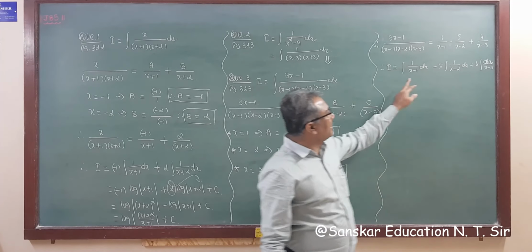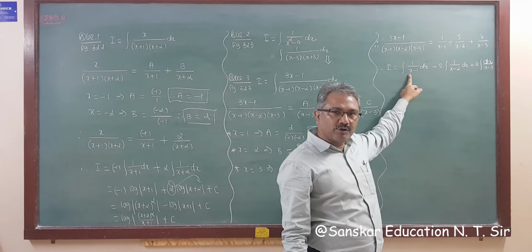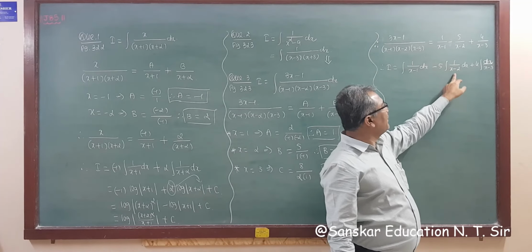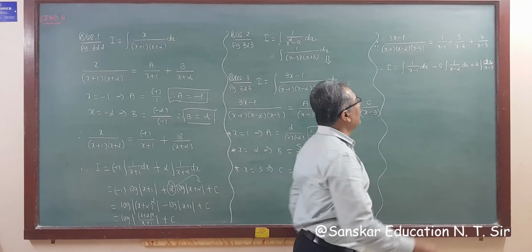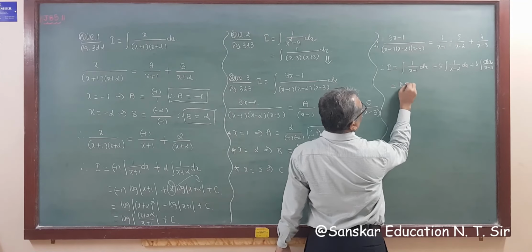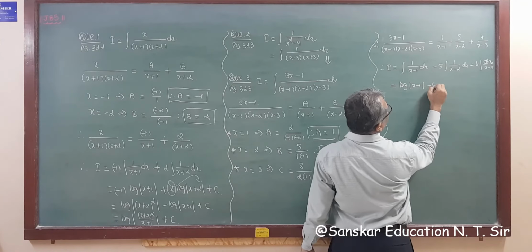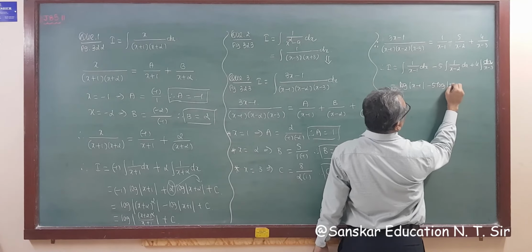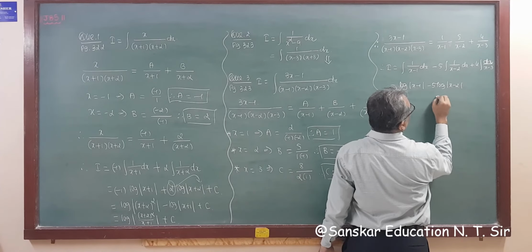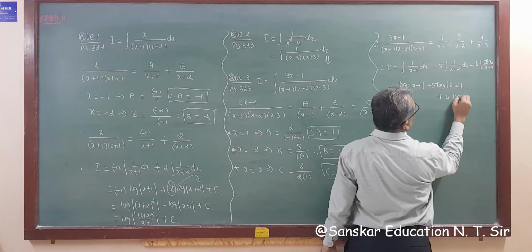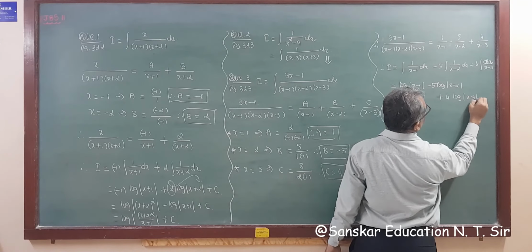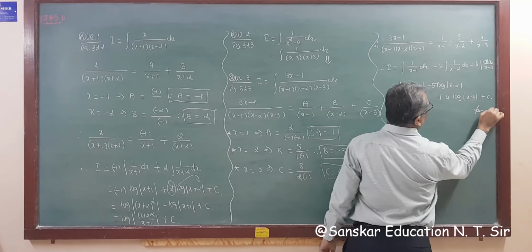Now in all three terms, the derivative of the denominator is in the numerator. Here also it is the same, here also the same, so what will be the answer? This is log mod x minus 1 minus 5 times log mod x minus 2 plus 4 times log mod x minus 3 plus c. This is your answer.